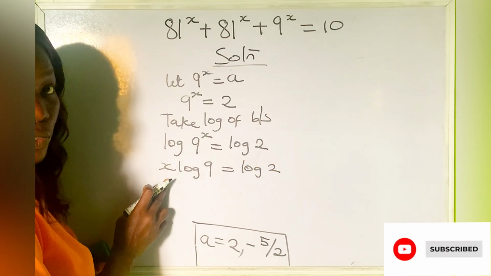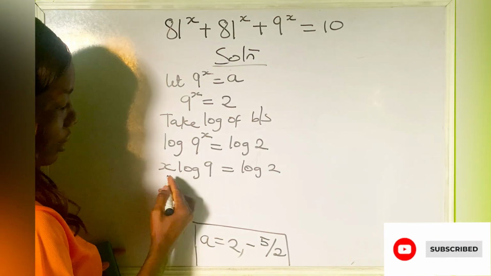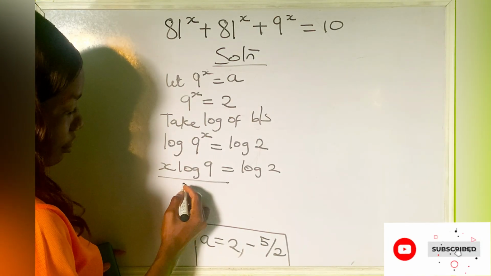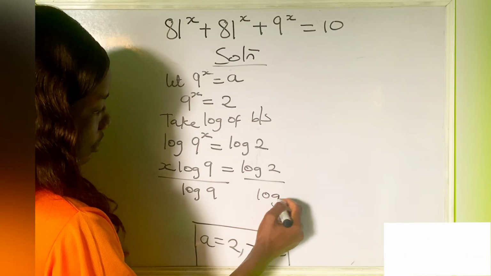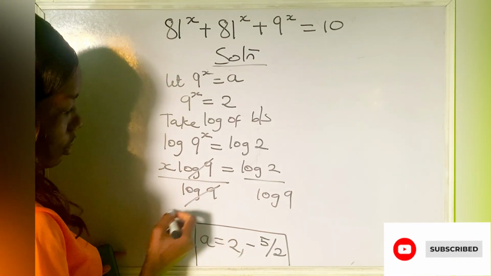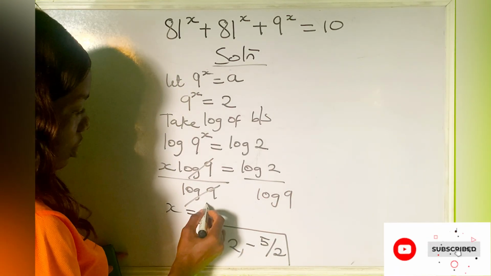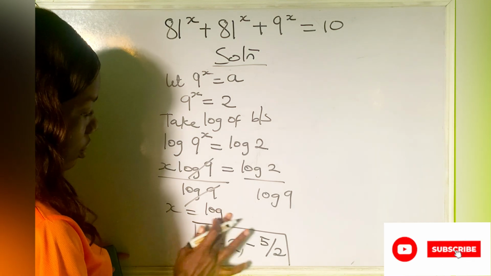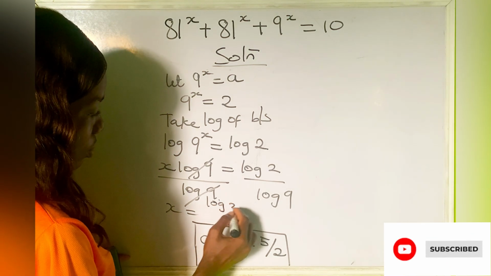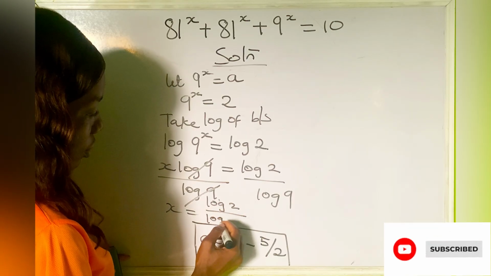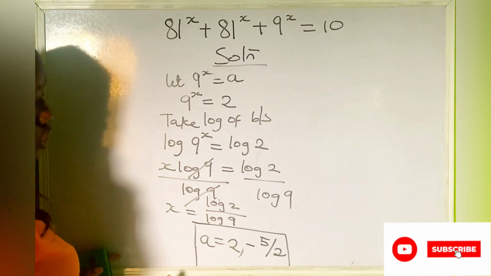We're looking for the value of x, so we divide both sides by the opposite, which is log 9. Divide here by log 9, so log 9 cancels log 9. Our x here is what? Log 2 over log 9. Now, we'll be doing something here.